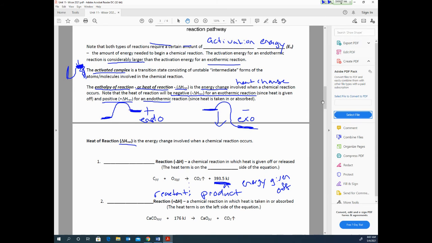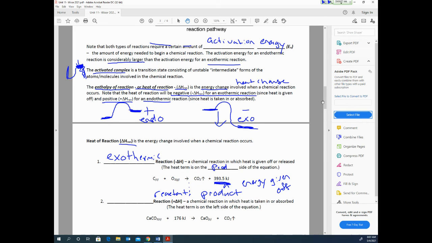What type of reaction had the energy being given off? You're actually feeling that heat. That was an exothermic. So if the kilojoules, the energy, is on the product side, meaning it's being given off, then that's an exothermic reaction. A chemical reaction in which the heat is given off or released, the heat term is on the right side or on the product side.